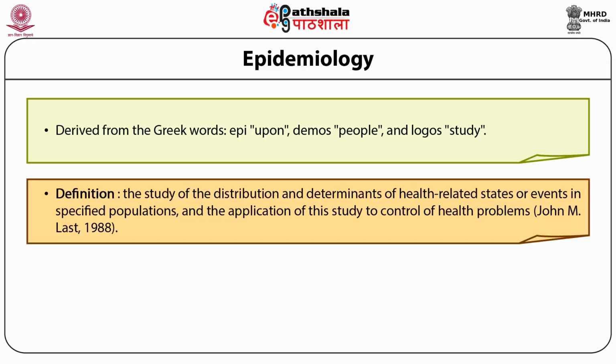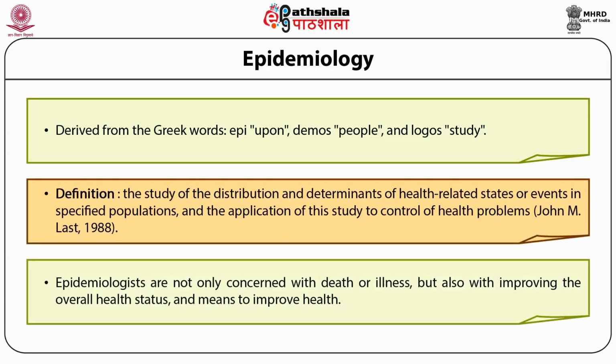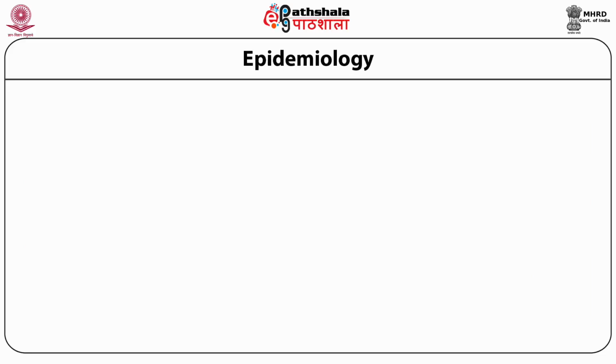Hence, it is the study of the pattern of a particular disease in the population and the factors influencing this pattern. Epidemiologists are not only concerned with death or illness but also with improving the overall health status and means to improve health. Thus, we have the four objectives of epidemiology.